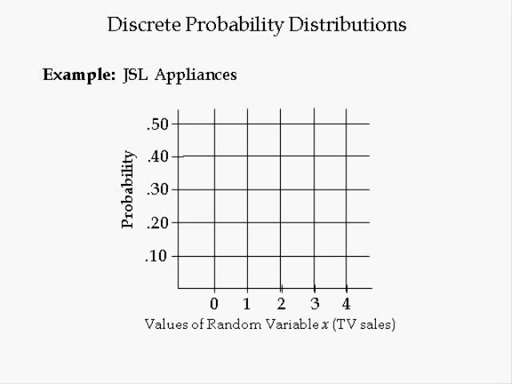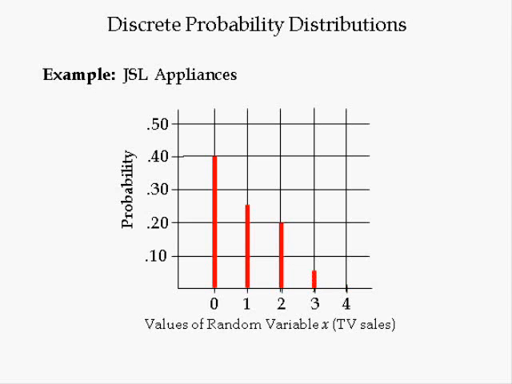The discrete probability distribution of JSL TVs sold example is graphed below. Since f of 0, or the probability the store sells 0 TVs, equals 0.4, the height of the discrete probability distribution at x equals 0 is 0.4. Since f of 1, or the probability the store sells 1 TV, equals 0.25, the height at x equals 1 is 0.25. Since f of 2 equals 0.2, the height at x equals 2 is 0.2.